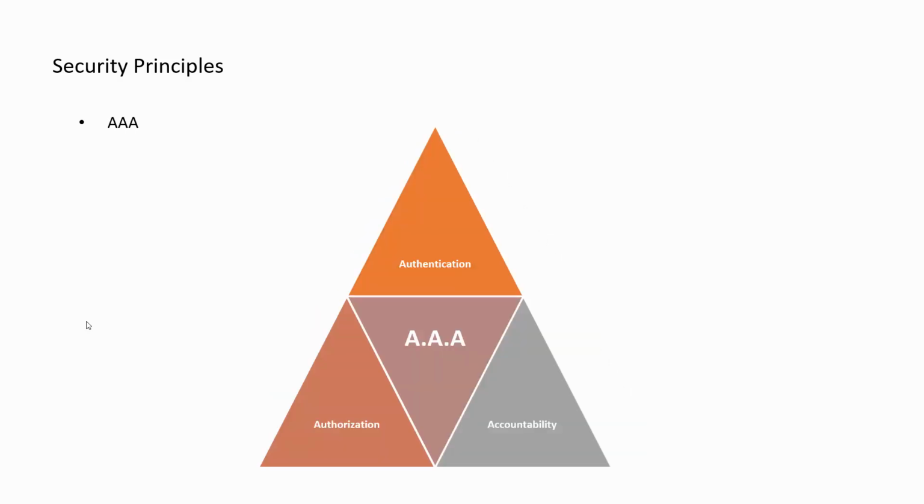Now, what is AAA? After learning the CIA, the second principle of security is AAA, which is authentication, authorization, and accountability. We'll quickly wrap this up. Authentication basically means ensuring that the user is legitimate. How will you ensure that the user is legitimate?